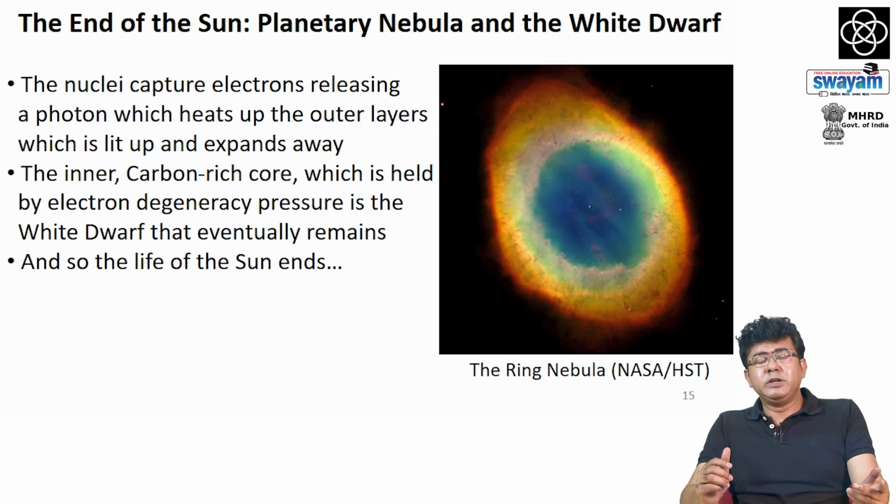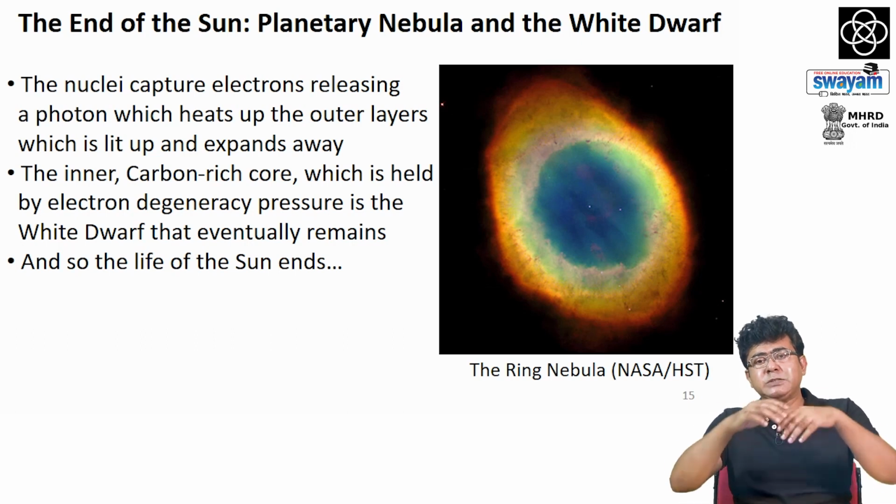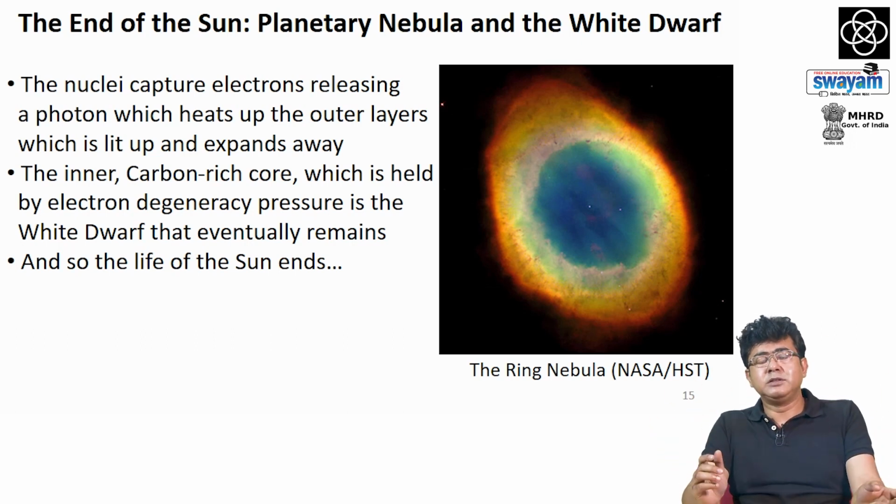At this point, the nucleus starts capturing electrons, the process releases photons, which light up the expanding outer shell that has been blasted away. This combination of the expanding outer shell being lit by the emission of photons is known as a planetary nebula, which is really the end state of the sun and a solar-like system, with the carbon-rich white dwarf left behind in the center of this planetary nebula.